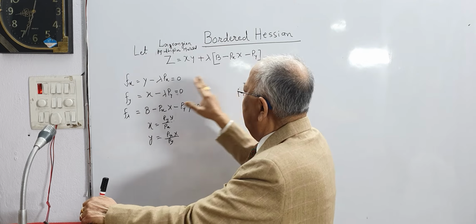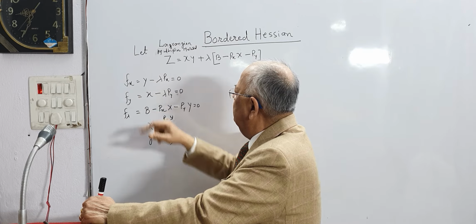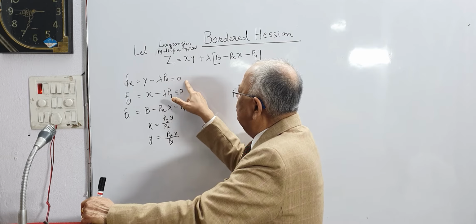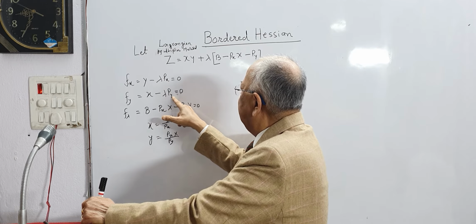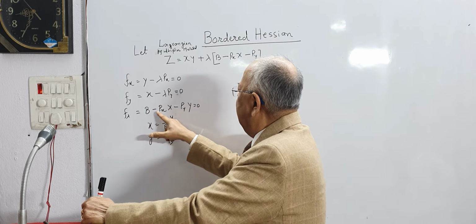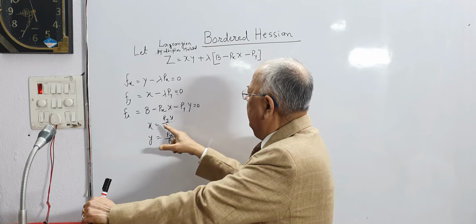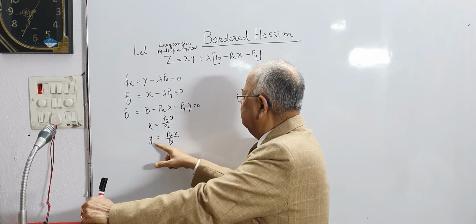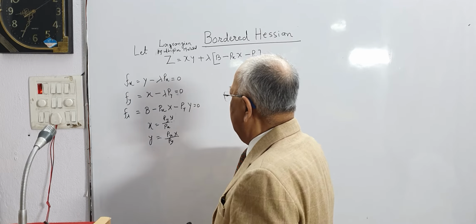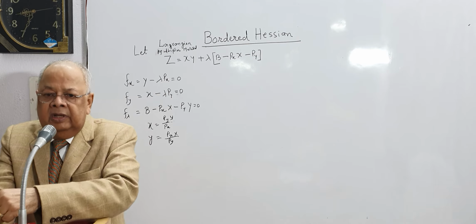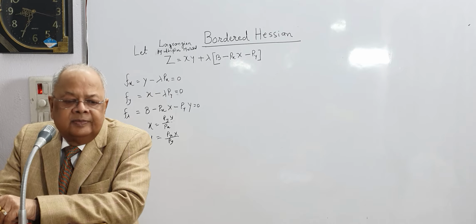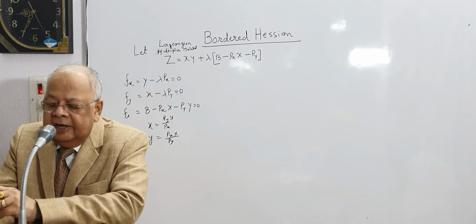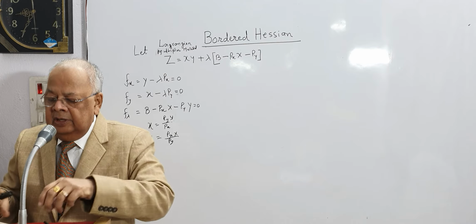We have already examined this and we have calculated fx is equal to y minus lambda px is equal to 0, fy is equal to x minus lambda py is equal to 0, f lambda is equal to m minus px x minus py y is equal to 0, and the finding of the x was equal to py y upon px, y was equal to px x by py, and so this first order condition was satisfied. We have to test its second order condition, and for that we will use the bordered Hessian method.